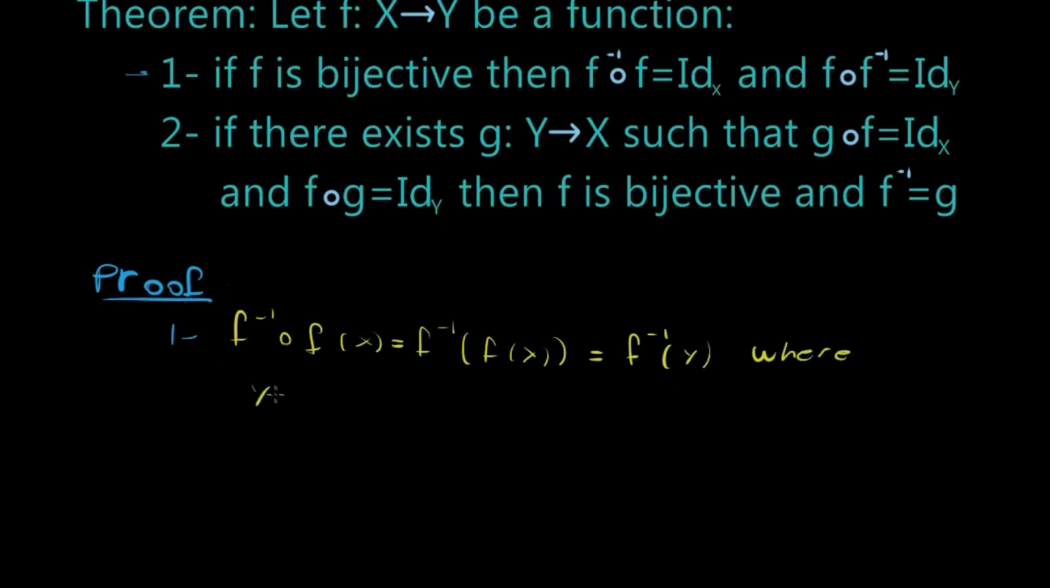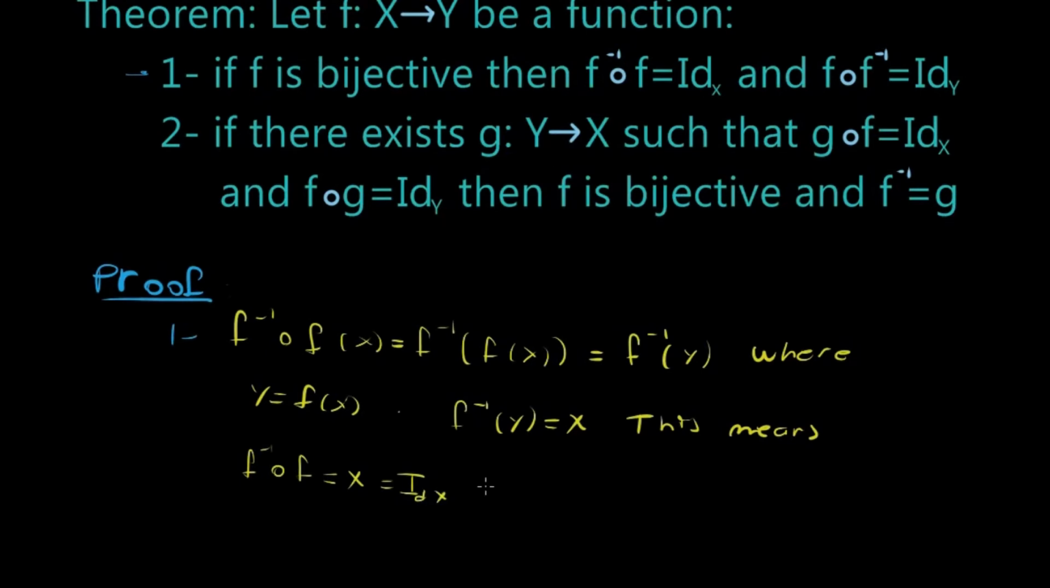Where y equals f of x. But the definition of the inverse said that f inverse of y is x. That's the definition we saw earlier. So then this means that f inverse composed with f equals x, and this is the identity in x.